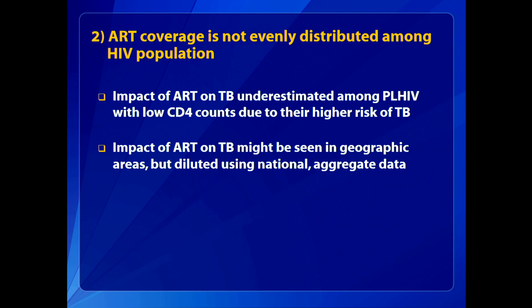In addition, ART coverage is not evenly distributed among the HIV population in each country. For example, if distribution of ART is prioritized among people living with HIV with lower CD4 counts in each country, then the preventive impact of ART on TB among people living with HIV might be underestimated, as these individuals are at higher risk of developing TB.